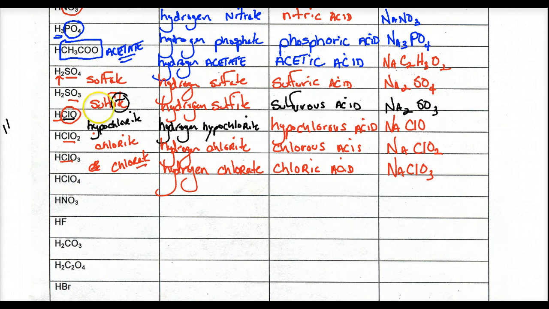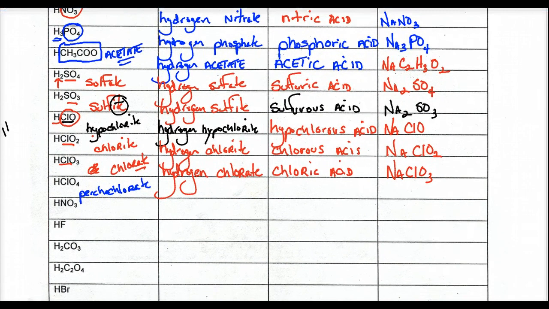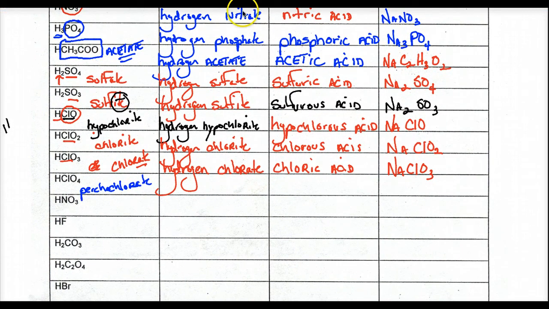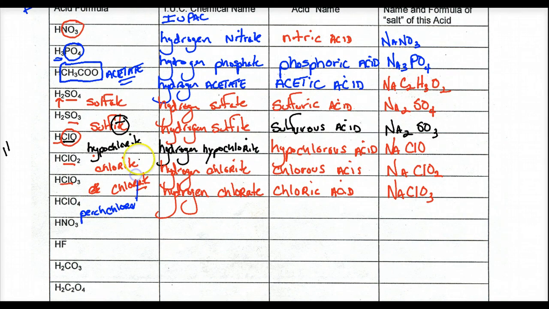All right, now this one, because it has more O's than the other ate, we call this perchloric, or perchlorate, I should say. Perchlorate. All right, and I probably didn't spell that right. There's no A in between. Perchlorate, ATE. So this is hydrogen perchlorate, which is the IUPAC name.